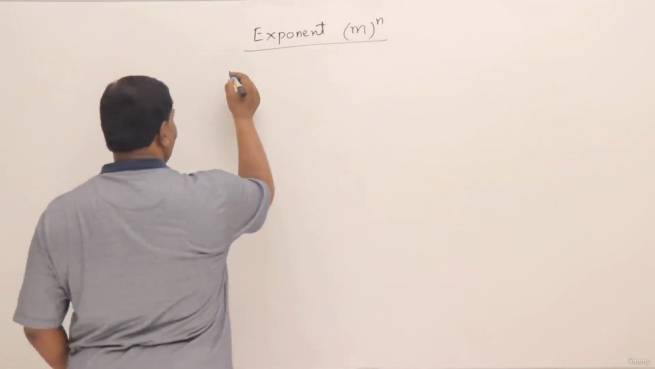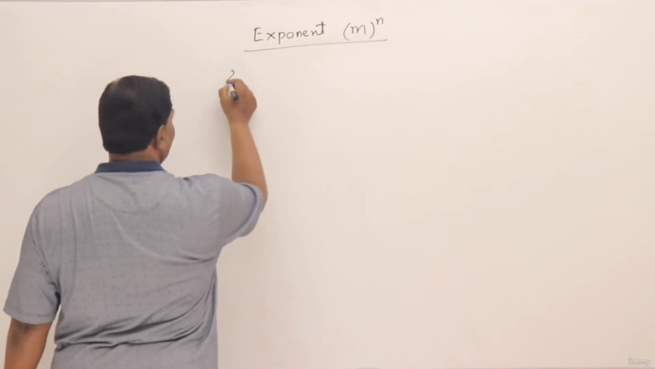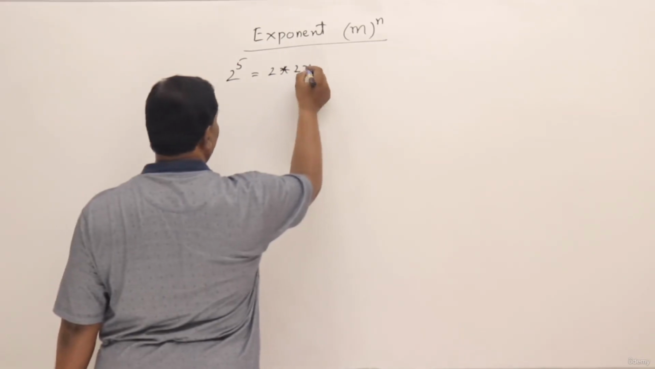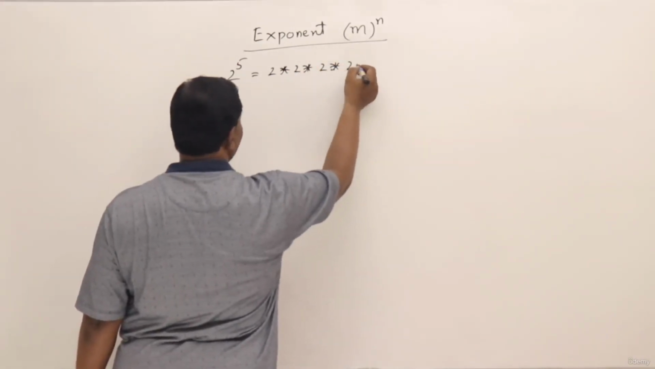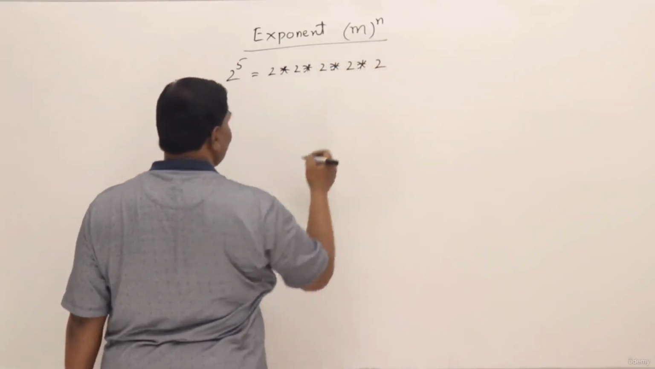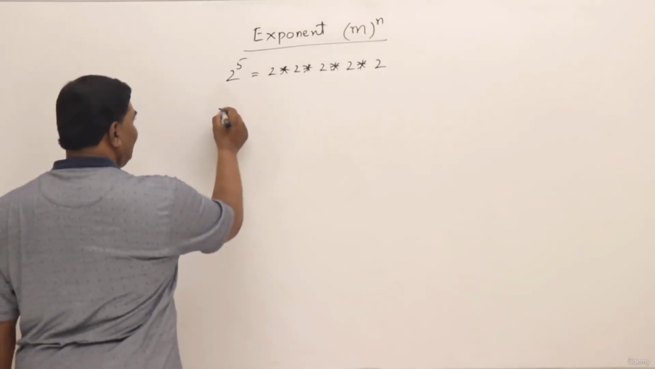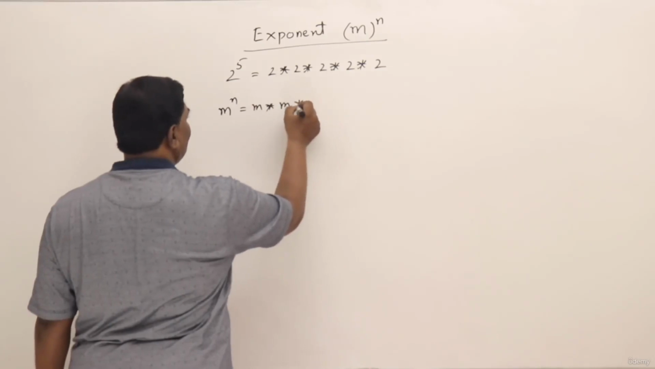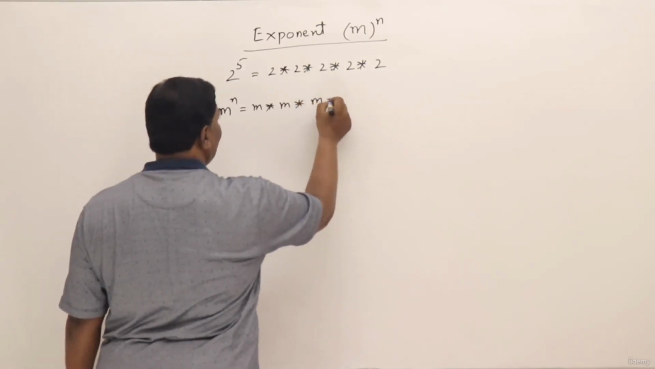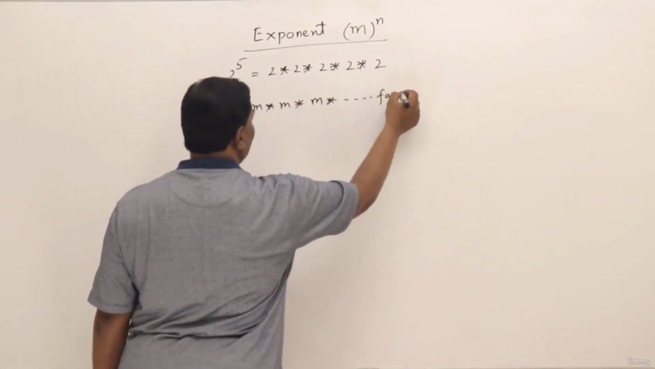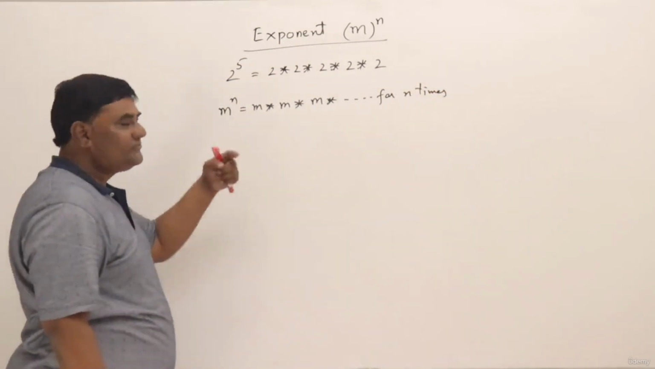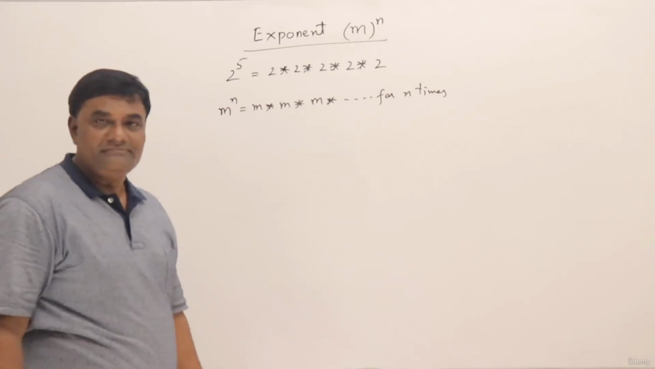Suppose I have to find out 2 power 5. This means 2 into 2 multiplied by 2, and this is multiplied by itself for 5 times. So m power n means m should be multiplied for n times.